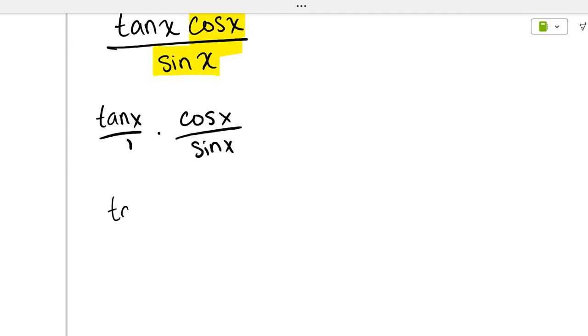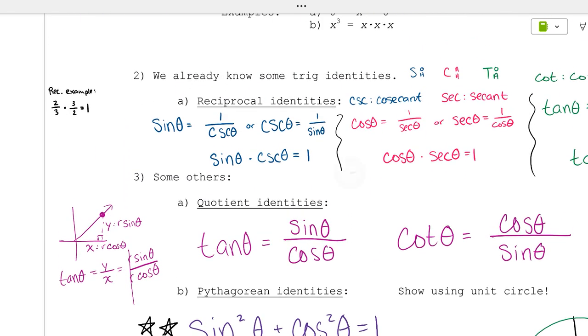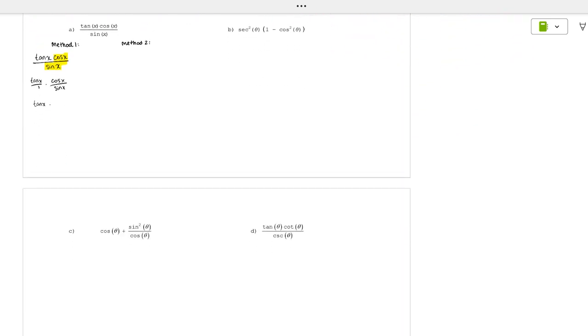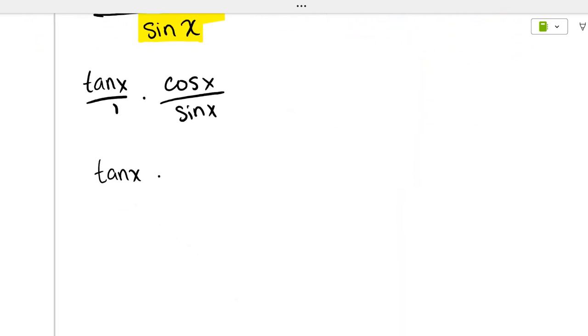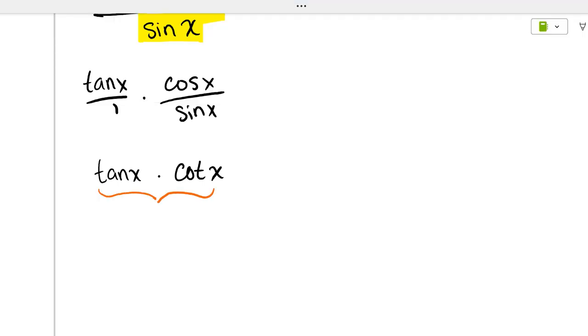So tan, I'm going to keep that as it is. But I might notice that cosine over sine, well, that was one of the quotient identities, right? Cosine over sine is equivalent to cotangent. So I'm going to replace cosine over sine with cotangent. Okay, anytime we do a replacement, it's good to look at what we have now and see if we can see any more identities. So for this one, we used that quotient identity.